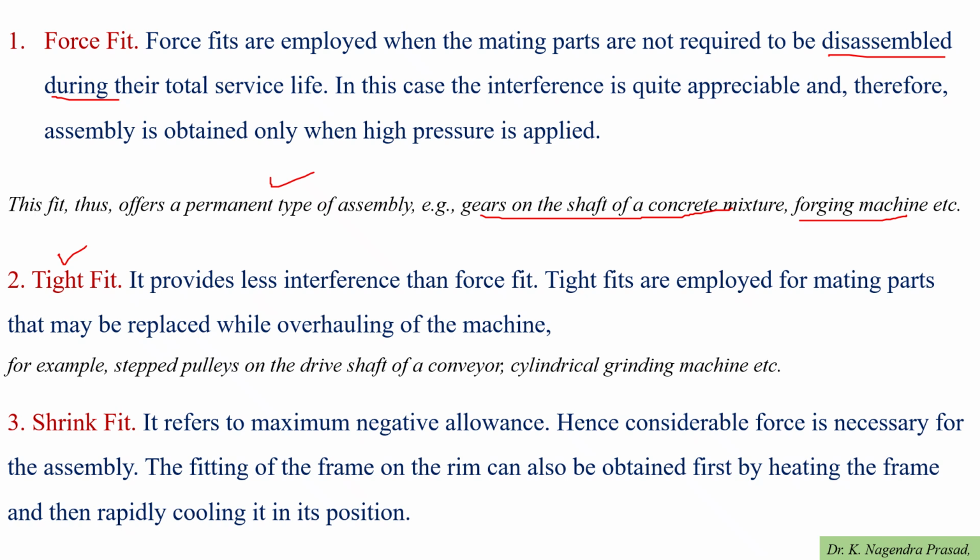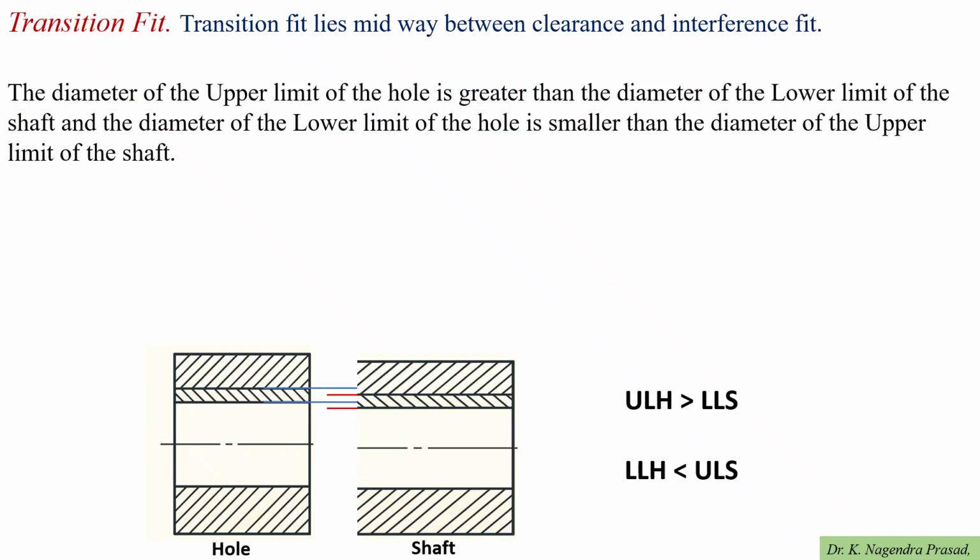It refers to maximum negative allowance. Hence, considerable force is necessary for the assembly. The fitting of the frame on the rim can also be obtained first by heating the frame and then rapidly cooling it in its position. So shrinking will happen. That's why we are calling it the shrink fit. Next we will discuss the transition fit.